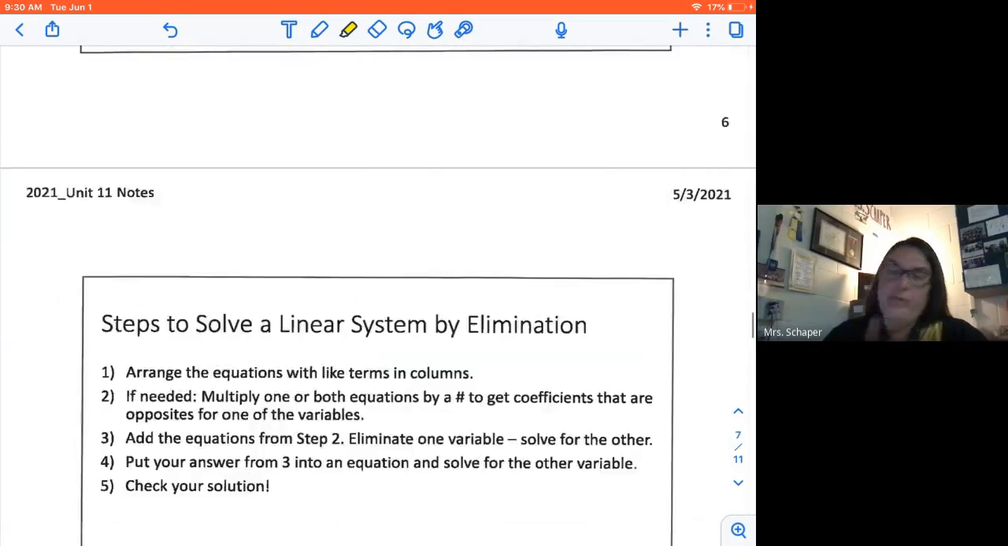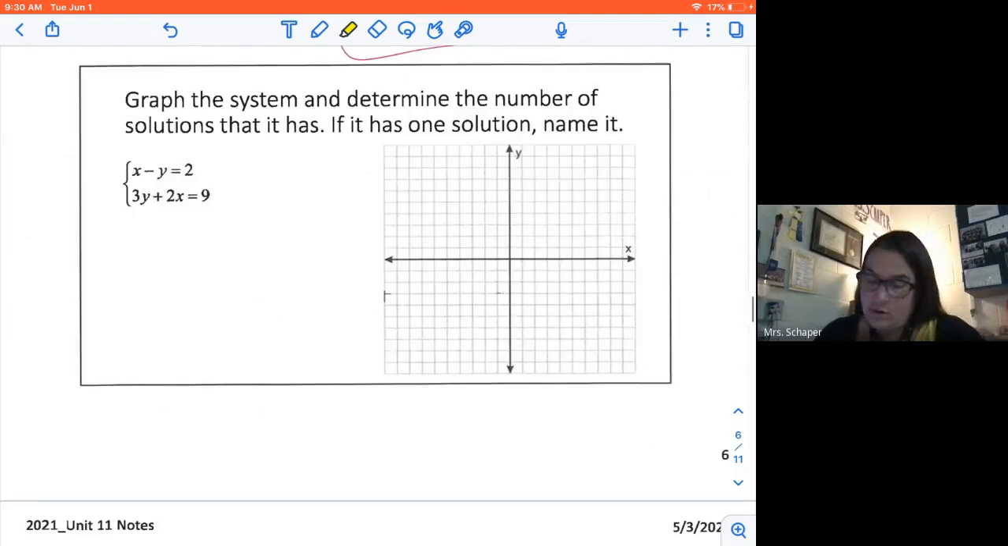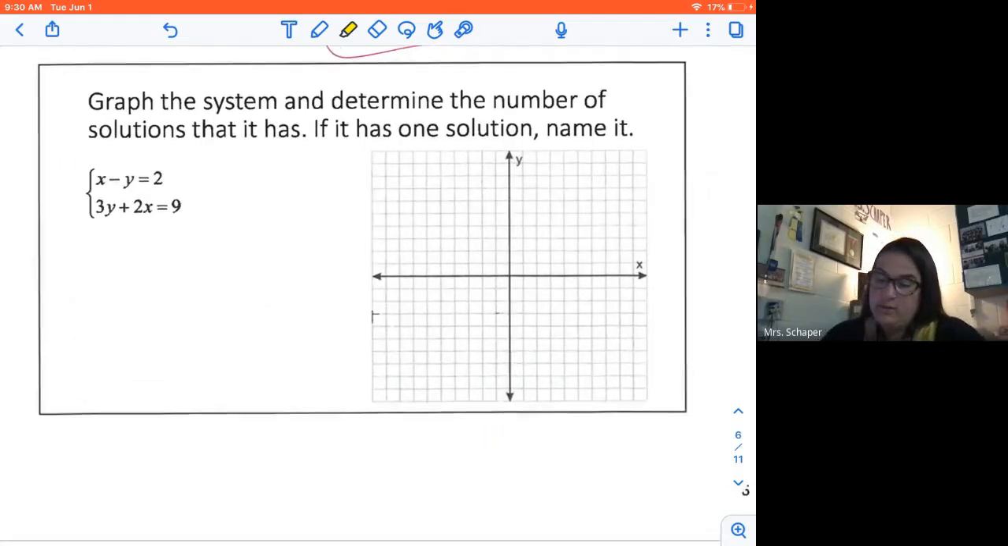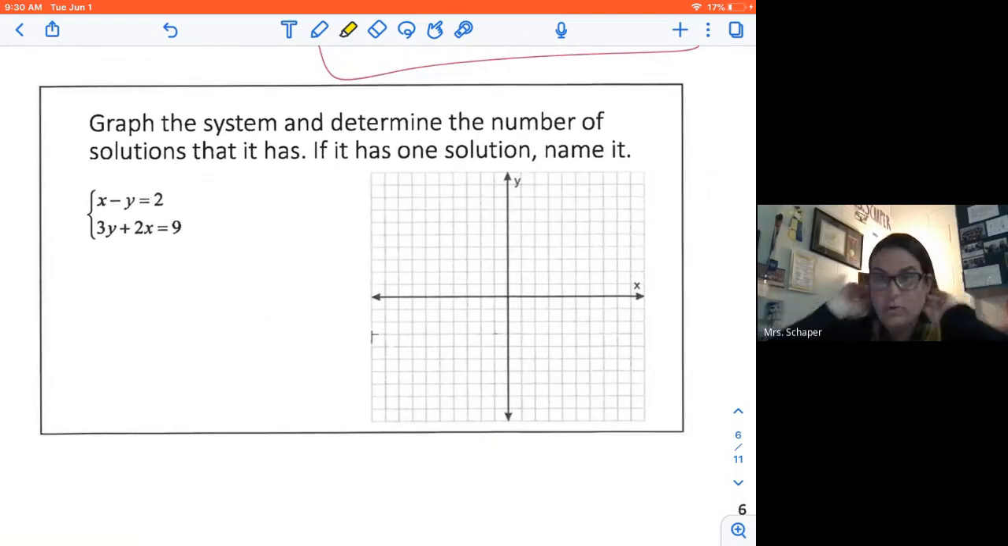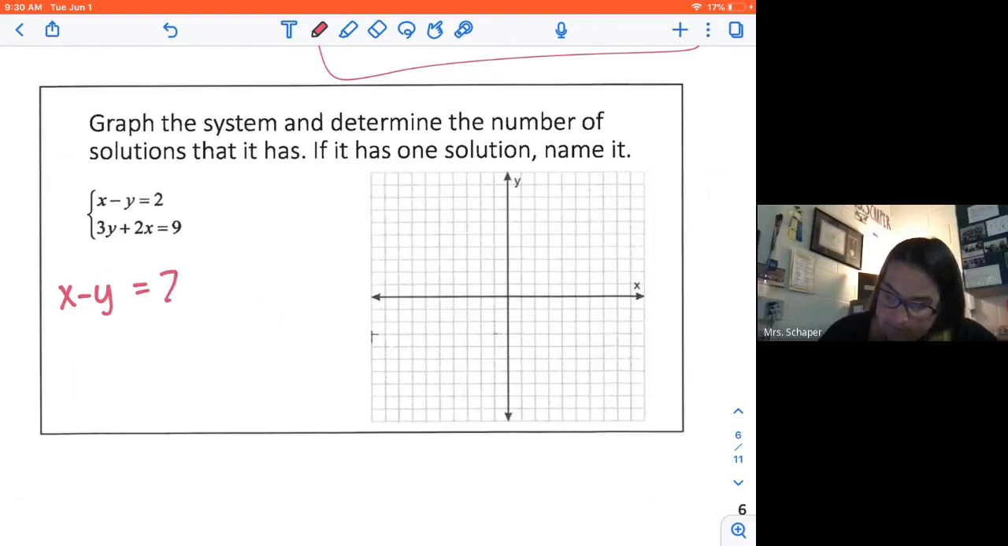All right, one more, and then we're going to give you some time to work and practice this. So we're going to graph the system and determine the number of solutions it has. If it has one, we're going to name it. That means if it intersects, we're going to say where it intersects. So with this first one, I'm going to use the intercepts to solve. So if x is 0, what is y? If y is 0, what is x?